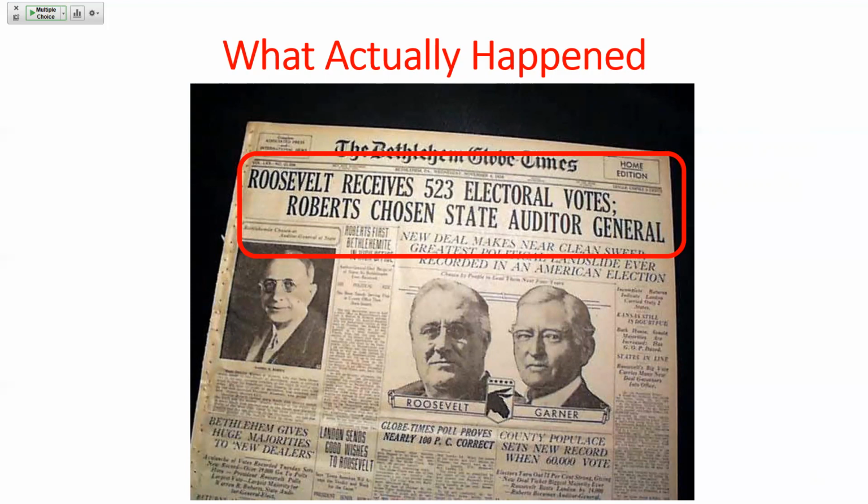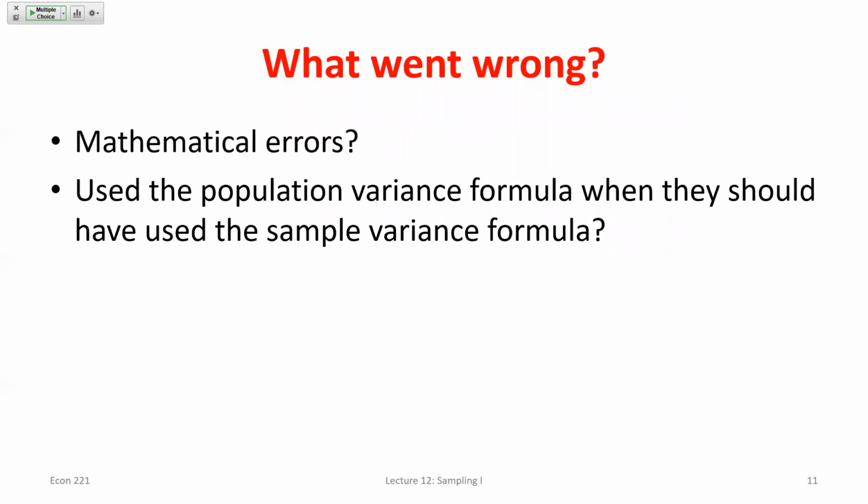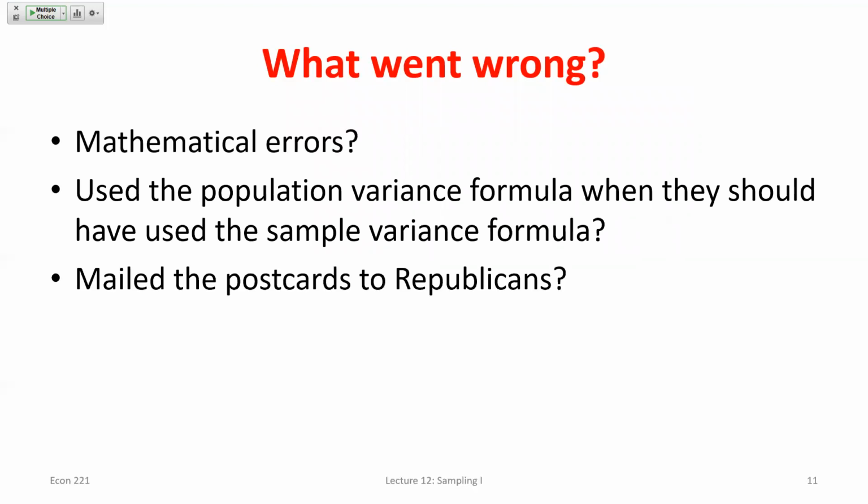So how did they get this so wrong? How did this survey of 2.5 million people end up so far off of what the population was thinking? Obviously, the math answers, like population versus sample variance, are not the interesting ones. But here's an actual interesting one.